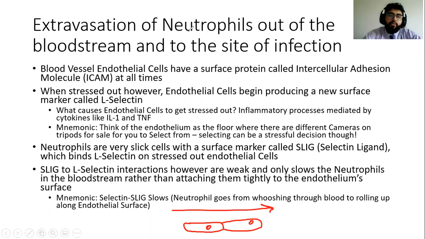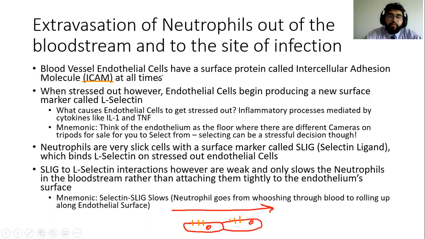The endothelial cells have surface markers. One good to know is called ICAM. There's always ICAM on the endothelium, right? So I'll just underline this in orange because I have this orange here.